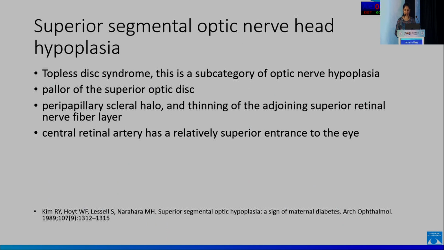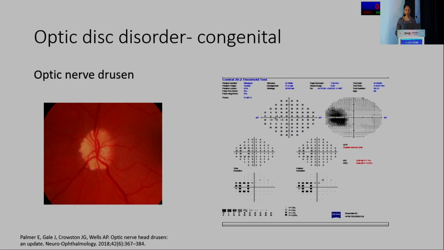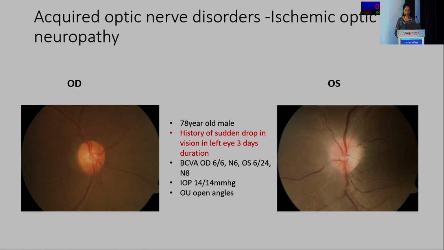Any young patient presenting with pallor of the superior optic disc with a peripapillary scleral halo and a central retinal artery which has a relatively superior entrance to the eye, this entity has to be kept in mind. Another optic disc disorder which presents with visual field defects is optic nerve head drusen. Here in this example, there's an enlarged blind spot because of optic nerve drusen.